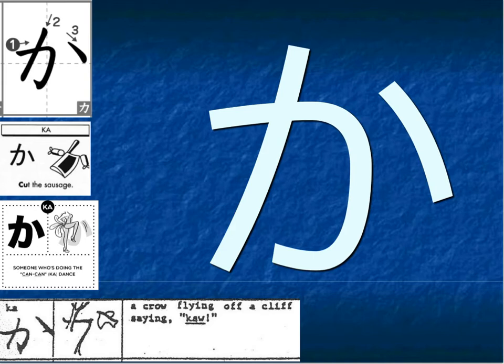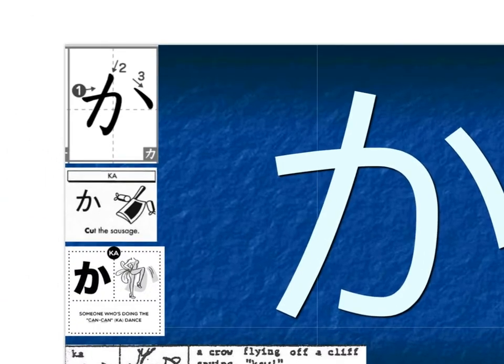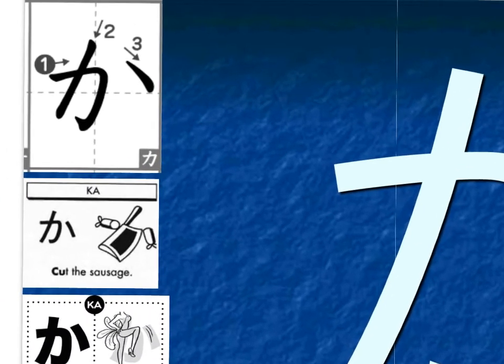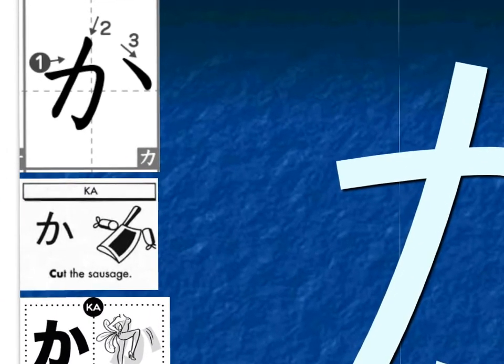The first character is ka, and up in the left-hand corner you see the stroke order right here. This is also available in your hiragana book, but I'll just go ahead and show you here. Notice that this is the stroke that goes first. This is the first stroke. Then you have the second stroke, and then you have this stroke right here. So that's ka.